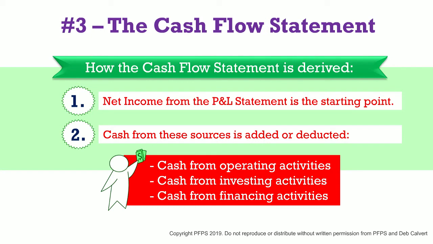To determine cash flow, the net profit reported on the P&L statement, that's the bottom line, that's the starting point. And then three sources that generate cash are factored into that. So we start with the current bottom line, and then factor in these three sources. The first thing that's factored in is cash that comes from operating activities. That's basically how much cash is generated from the sale of your goods and services, any changes in accounts receivable and in accounts payable and inventory, all that's included here.